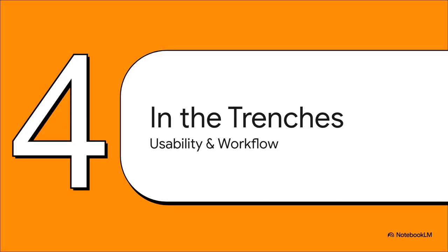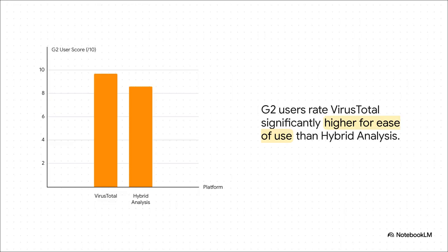Okay, so features on paper are one thing, but what's it actually like to use these tools when the pressure's on? Let's talk about the real-world experience, because this is where you'll feel a major difference. And there it is. G2 users rate VirusTotal a whopping 9.7 out of 10 for ease of use. It's just simple. Hybrid Analysis, a solid 8.6. But that's a pretty big gap. So what gives? Why the difference?